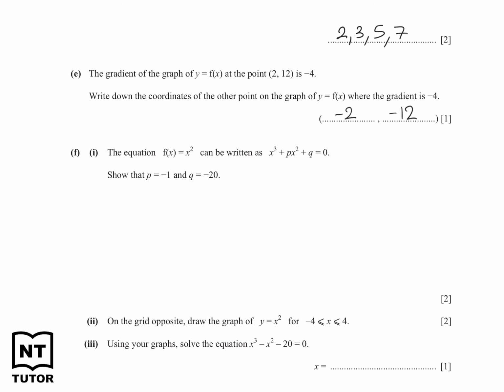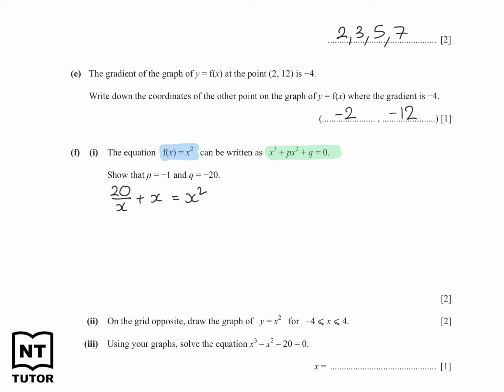The equation f(x) equals x squared can be written as x cubed plus p x squared plus q equals 0. Show that p equals minus 1 and q equals minus 20. We want to start with the equation f(x) equals x squared. In this case, our f(x) is equal to 20 over x plus x, and that should equal x squared. Then we want to manipulate this expression and rewrite it so that it looks like this expression.